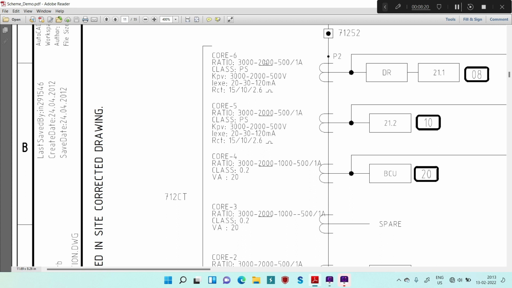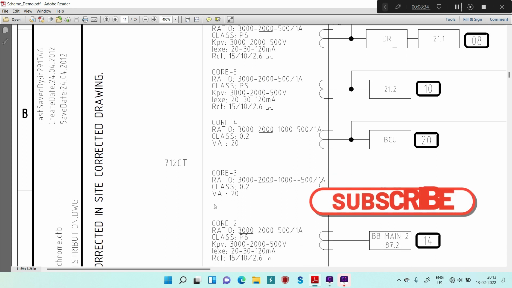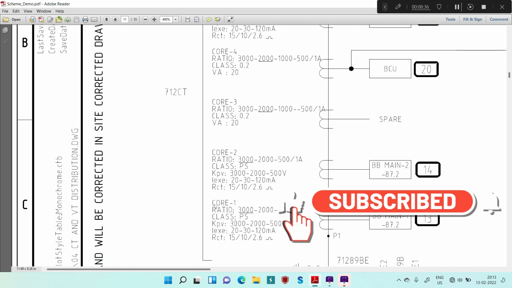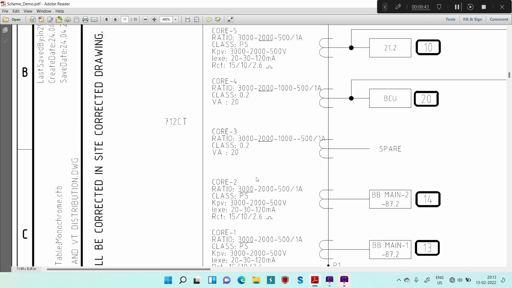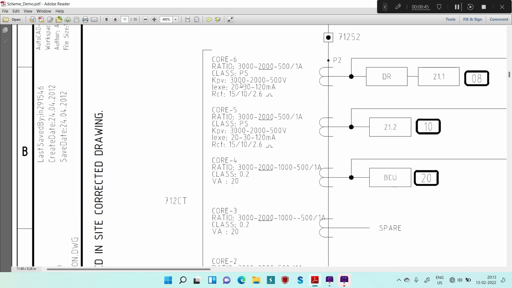And if you see here, any ratio which is underlined, that means that particular ratio is selected for this particular protection purpose. That means for core 6 we are using 2000 by 1 CT ratio, core 5 again 2000 by 1, core 4, core 3, and then if you see core 2, it is 3000 by 1, and core 1 3000 by 1.